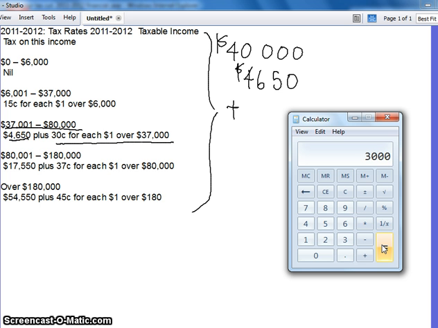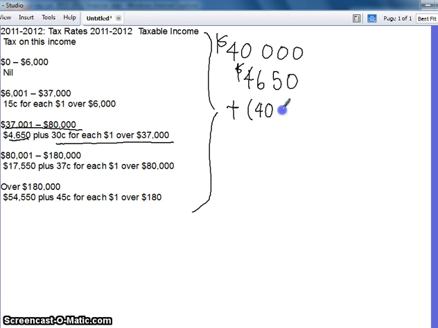Of those $3,000, you're going to pay 30 cents of every one of those dollars to the government in tax. So what we did in here, we took how much we earned, minus that tax bracket of 37,000. And what would we do with that $3,000? We're paying 30 cents for every dollar. We can do that by saying, let's times that by the 30 cents. That would give us how much we're paying to the government.